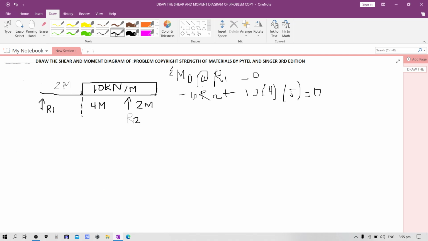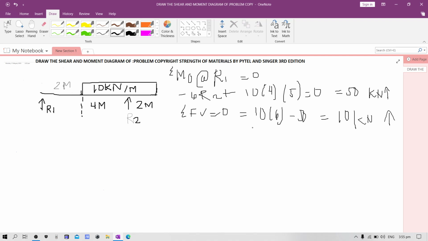So next is summation of forces vertical ka na lang is equals to 0. So R2, that is 50 kilonewton upward. So 10 times 6 minus 50. So makuha mo R1 ay 10 kilonewton upward. So that will be your R1.